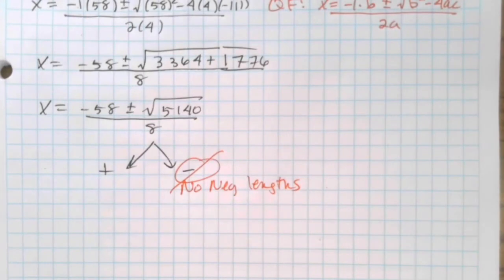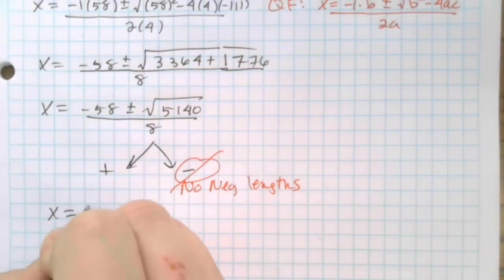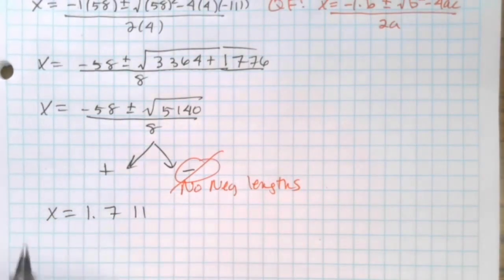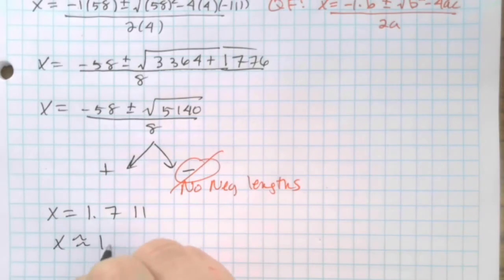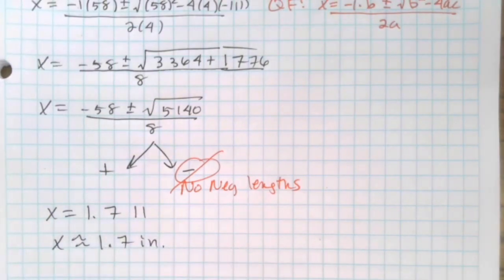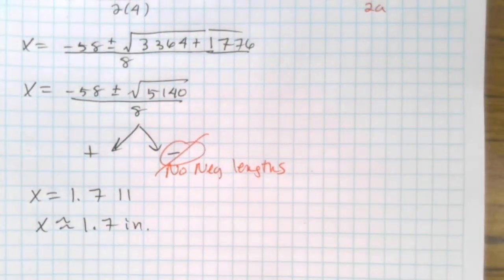All right, well, let's do this. The square root of 5140 is a decimal. That's not a shock. Minus 58, and then divide it by 8. You get x equals 1.711, or 1.7 inches. Okay, so the goal was to figure out the dimensions of the frame. What should the outer dimensions of the frame be?